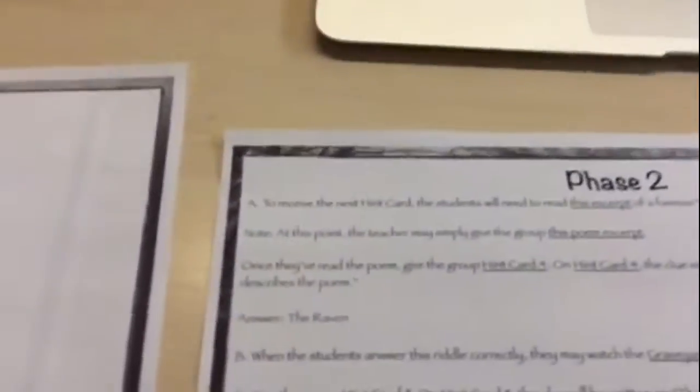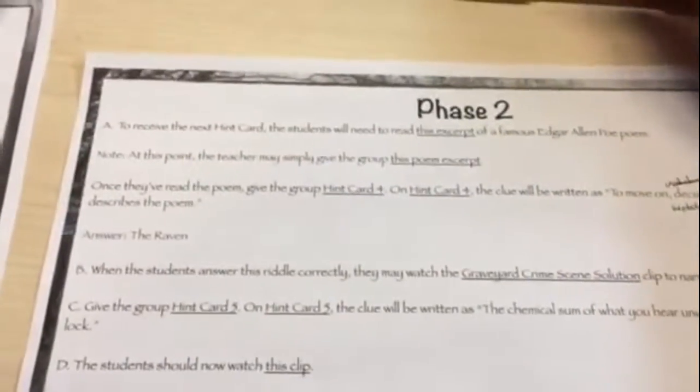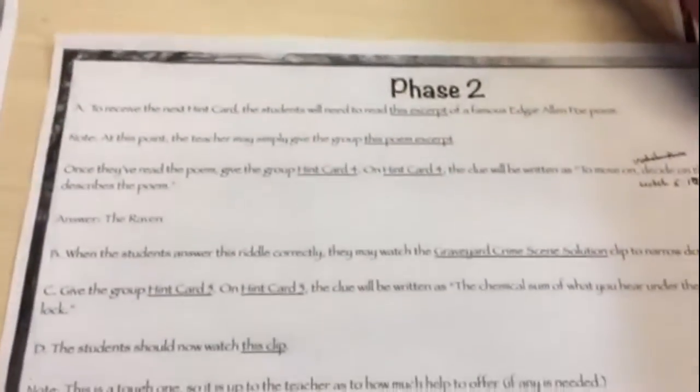If they answer that correctly, then they may watch the graveyard scene solution, which is also part of the guide, and it's hyperlinked in there. And when they watch that, the reason they're watching that is so they can narrow down once again their suspects.